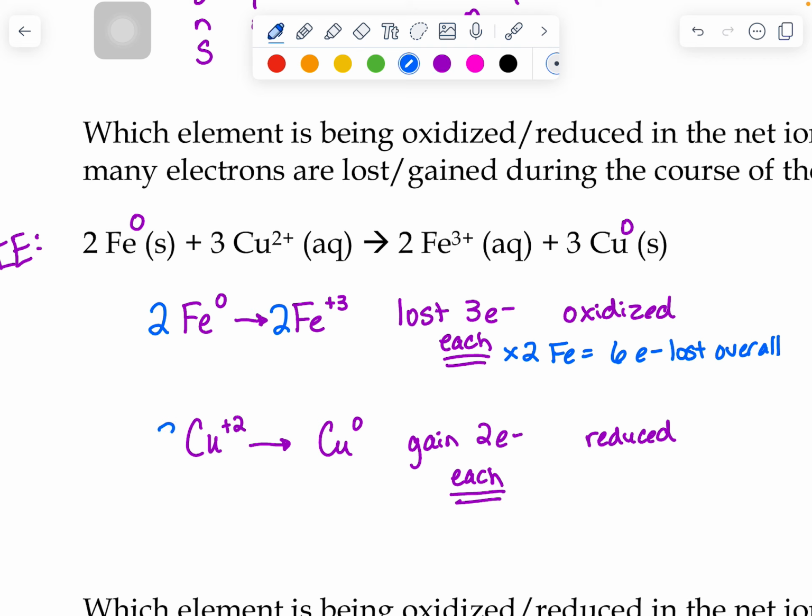There are 3 coppers in this reaction. So the first copper gains 2. Then the second one gains 2. Then the third one gains 2. So that gaining of 2 electrons happens 3 times, and we have 6 electrons gained overall. The overall lost and the overall gained have to equal one another because we're talking about the same 6 electrons. They're just being transferred from the iron to the copper. We are not talking about 12 electrons in total.